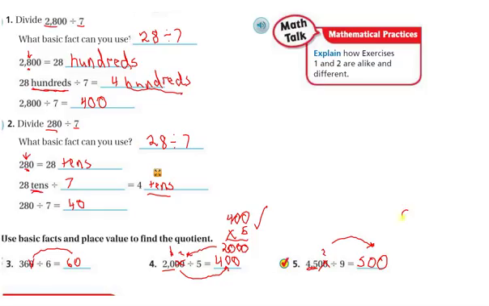And again, check my answer, take my quotient, 500, the answer, multiply it by the divisor, 9, and see if I end up with my dividend. So 9 times 5 is 45. Add my 2 zeros, and sure enough, I'm right back to that dividend of 4,500.